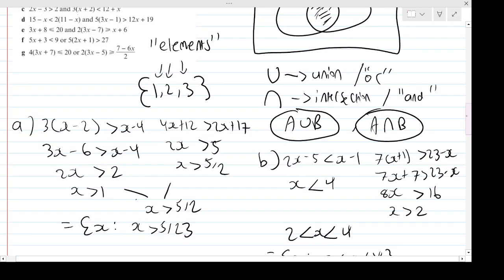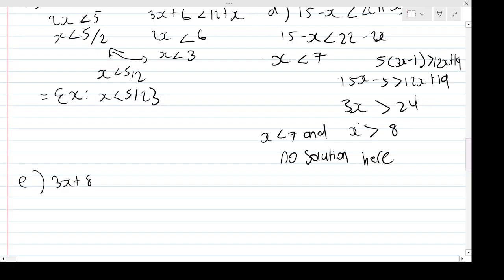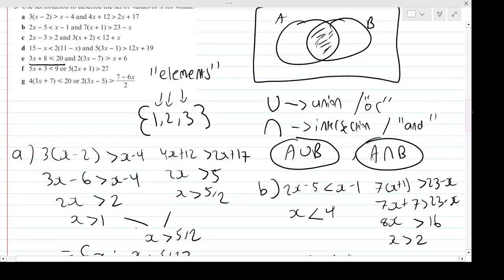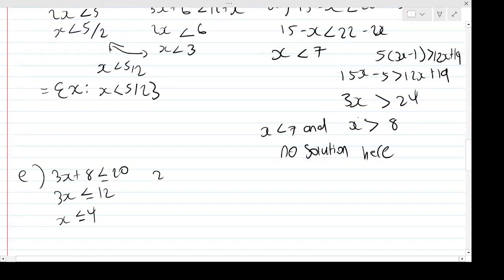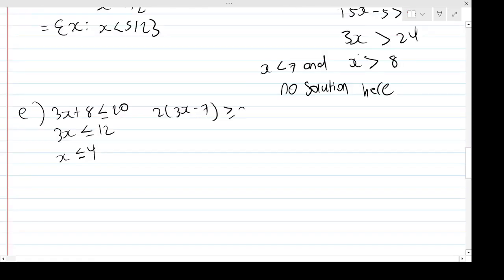Anyway, part A, this time we firstly have 3x plus 8 is less than or equal to 20. Then 3x, if we move the 8, is less than or equal to 12. That means x is less than or equal to 4. Cool. Also, we have 2 lots of 3x minus 7 greater than or equal to x plus 6. Then I'll expand the bracket to get 6x minus 14 is greater than or equal to x plus 6.